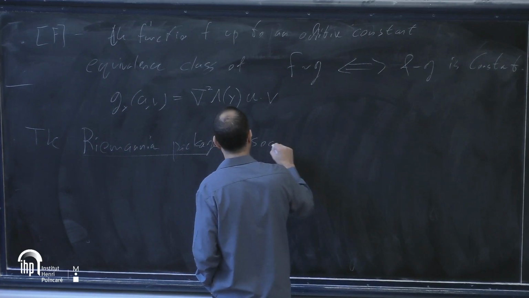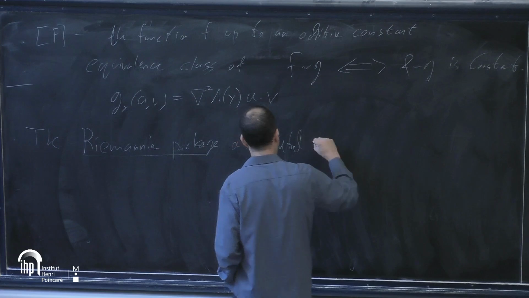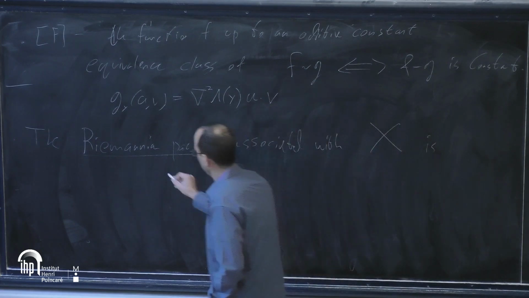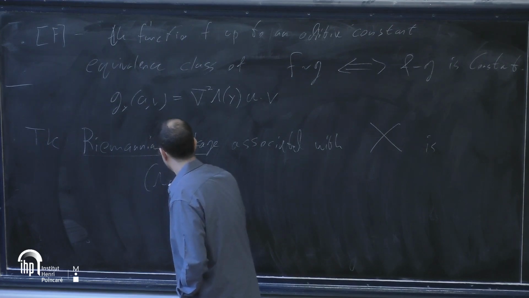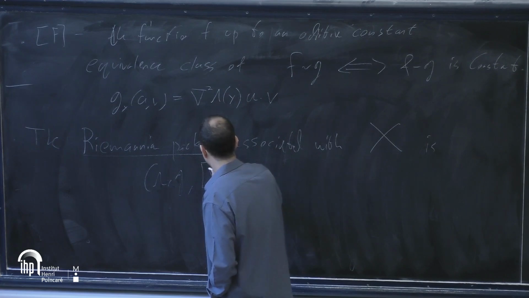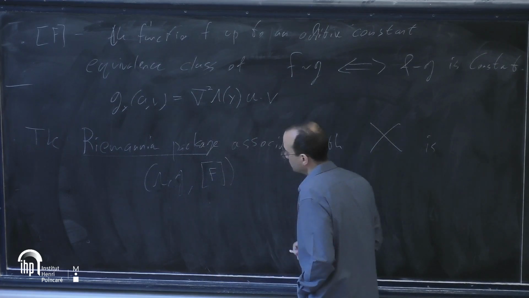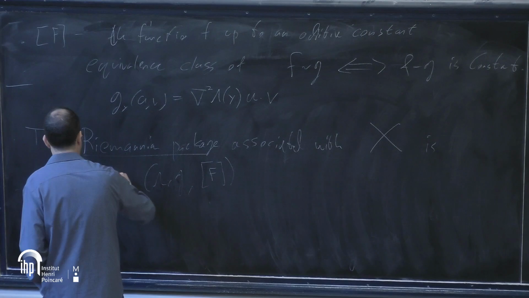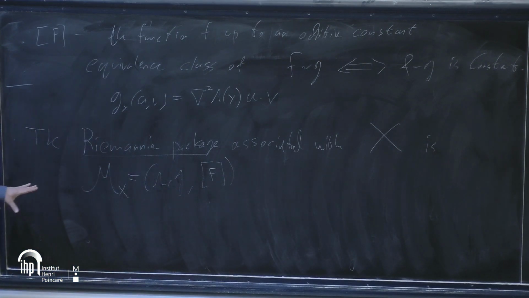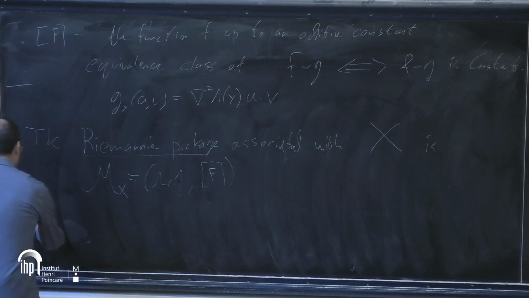It is a triplet of, first of all, the Riemannian metric. So omega is the manifold, G is the metric, and the equivalence class of f. This I call Mx. This is the triplet associated with the random vector x. And now, when would you say that two are isomorphic?